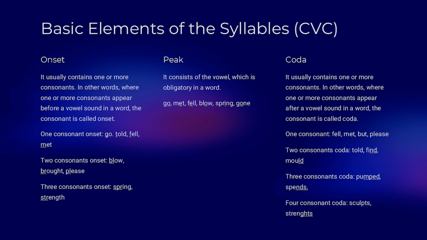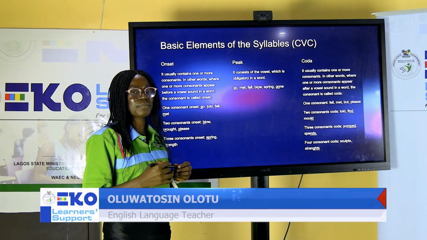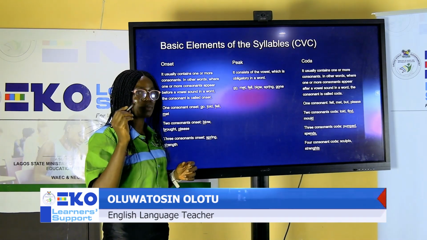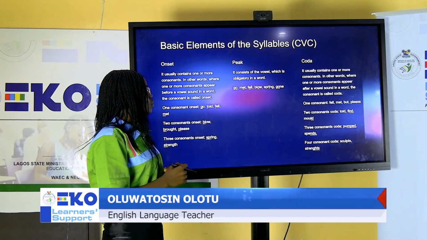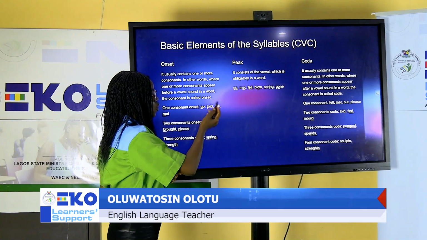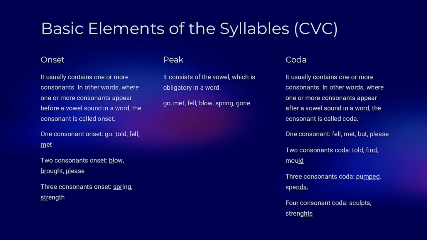Let's take a look at peak. I said peak consists of a vowel sound, and you all know that vowel sound is the most important part of a word. That is the obligatory part of a word. Look at the examples on the board. Go, met, fell, blow, spring, gone. All these are examples. The underlined letters are the examples of peak, which is the same thing as vowel sounds. Then we have coda.